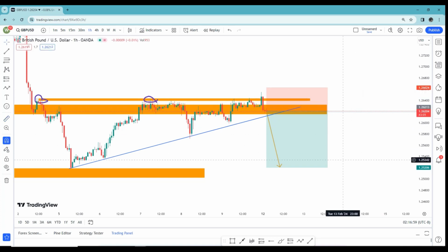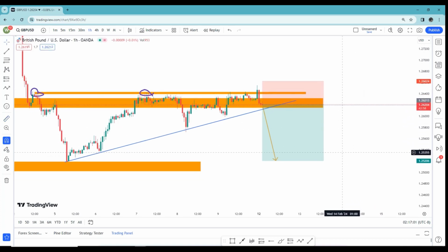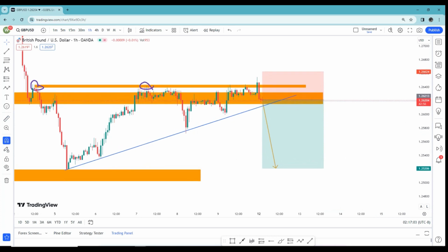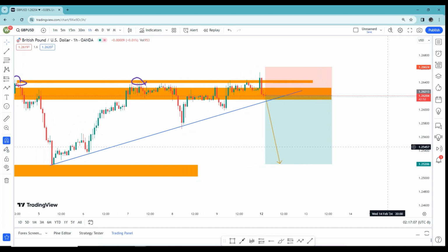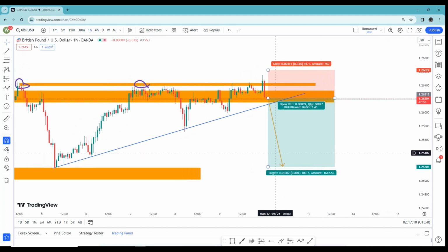So now, as you can see, if you're watching this video right now, make sure you take a look at this pair GBP/USD. We're about to sell 100 pips. So make sure you do the right things.